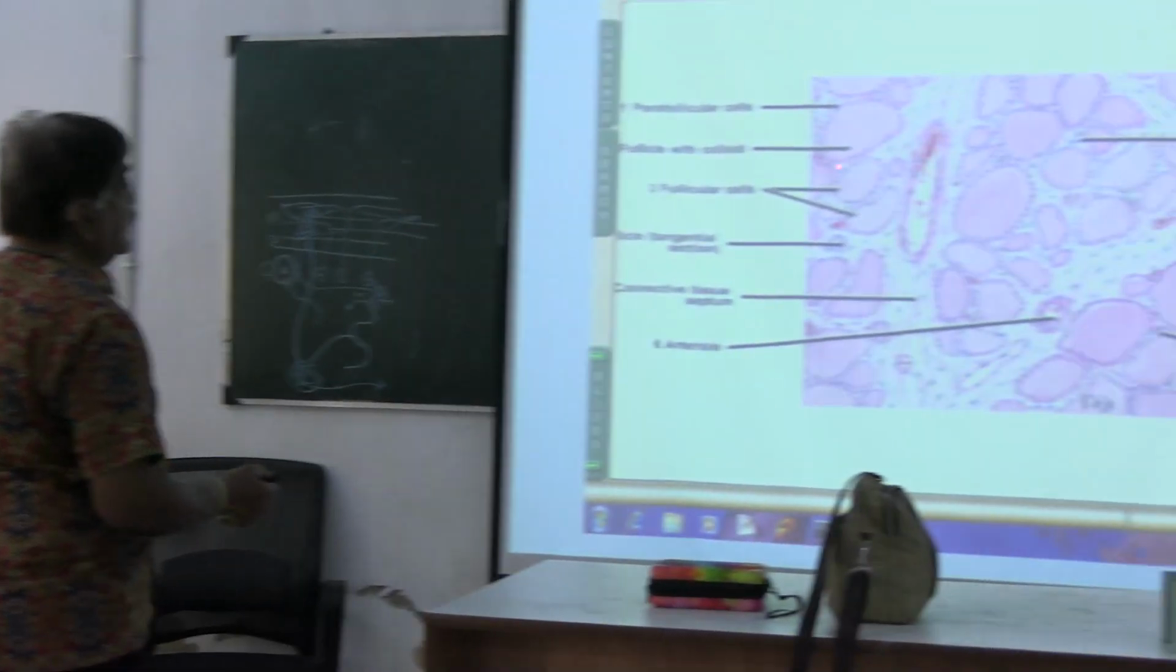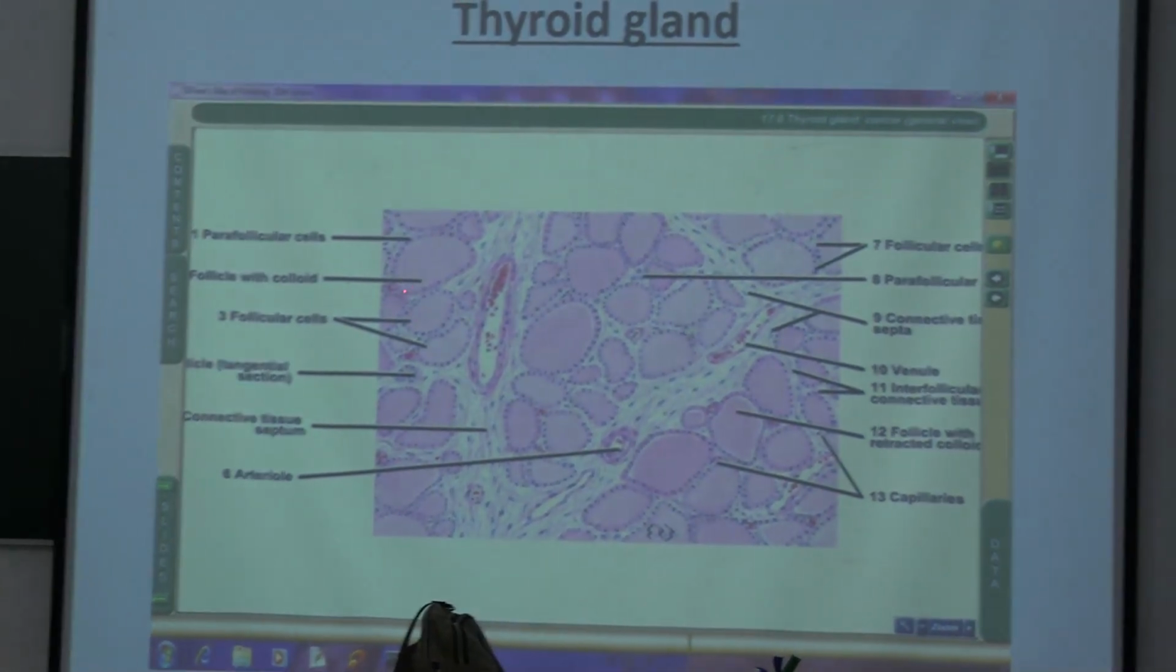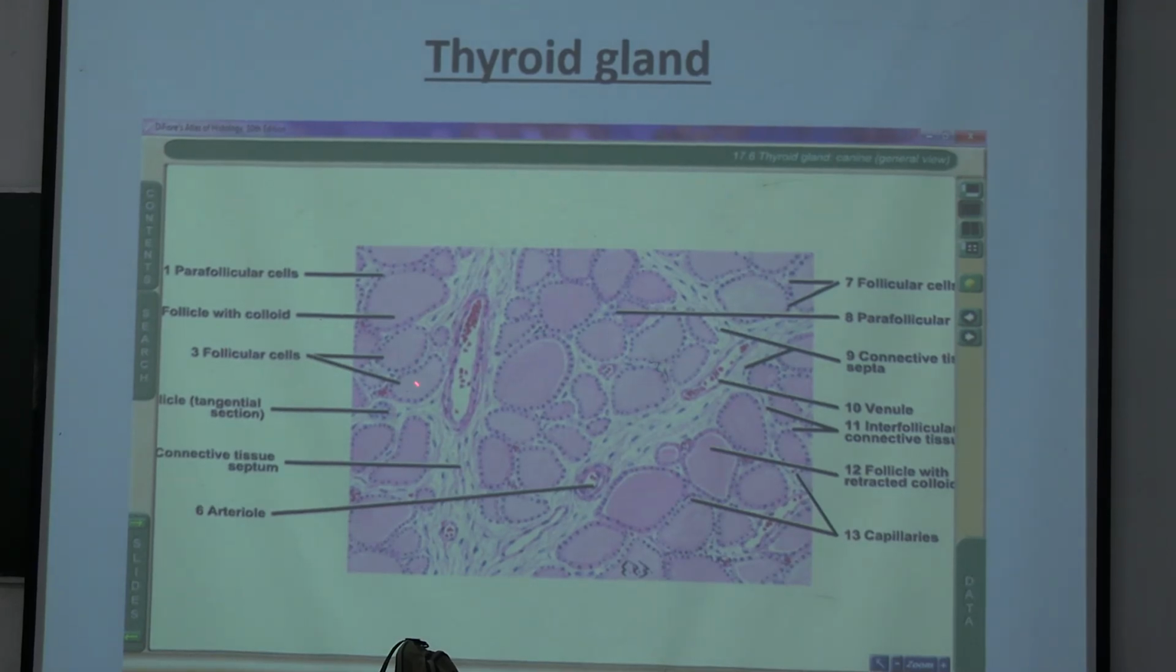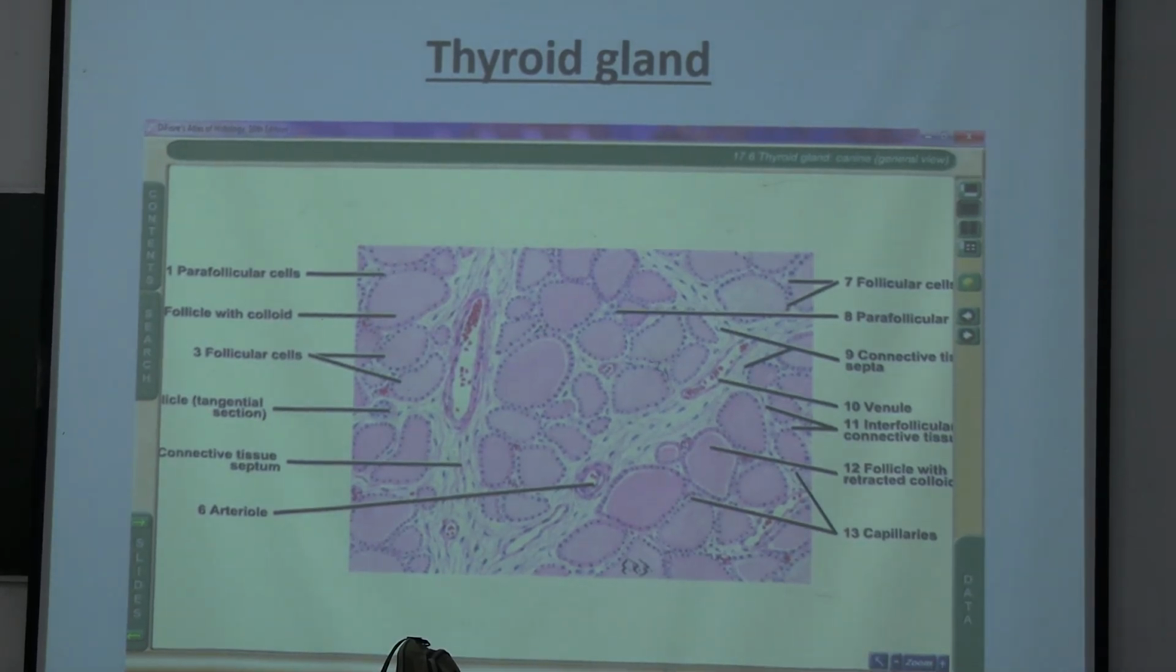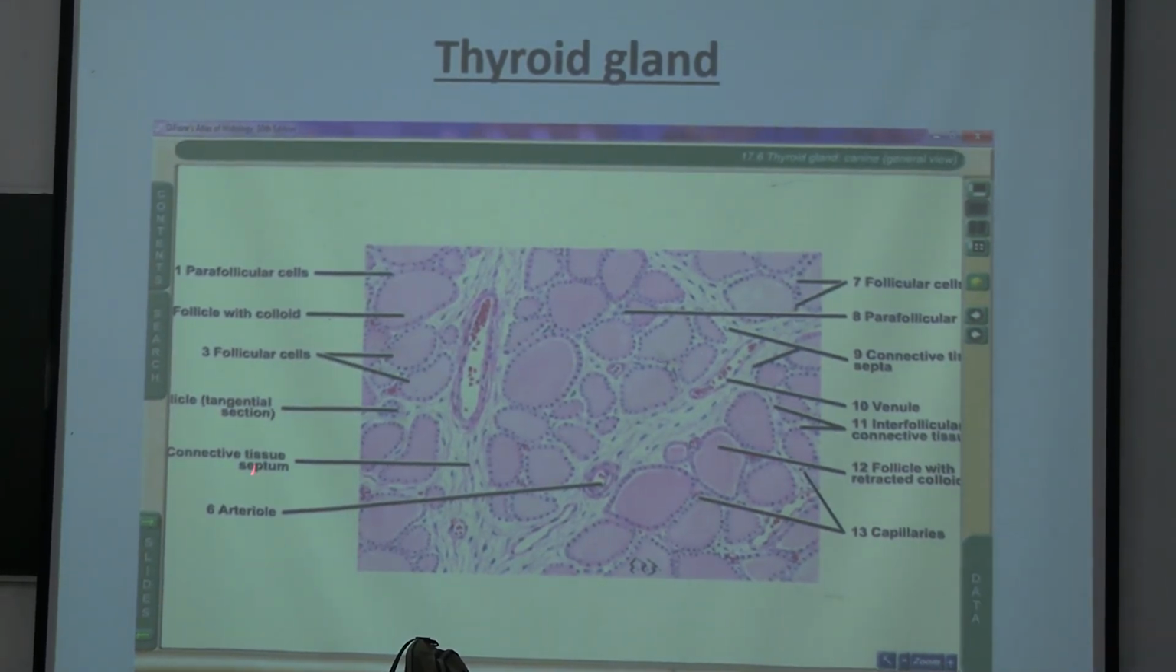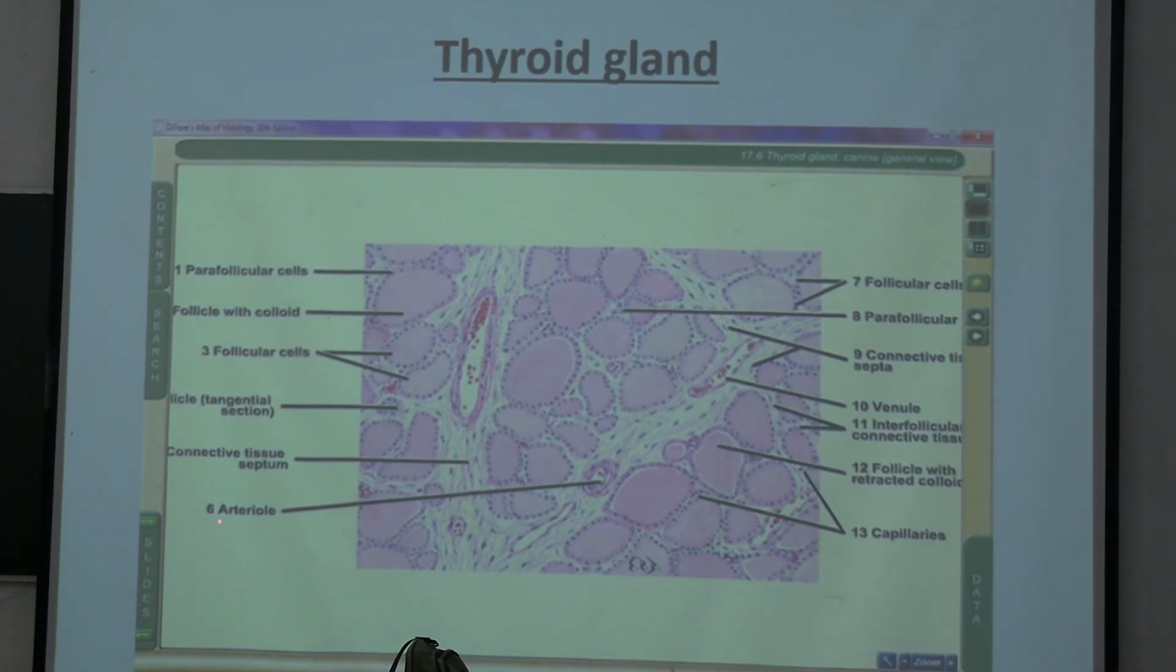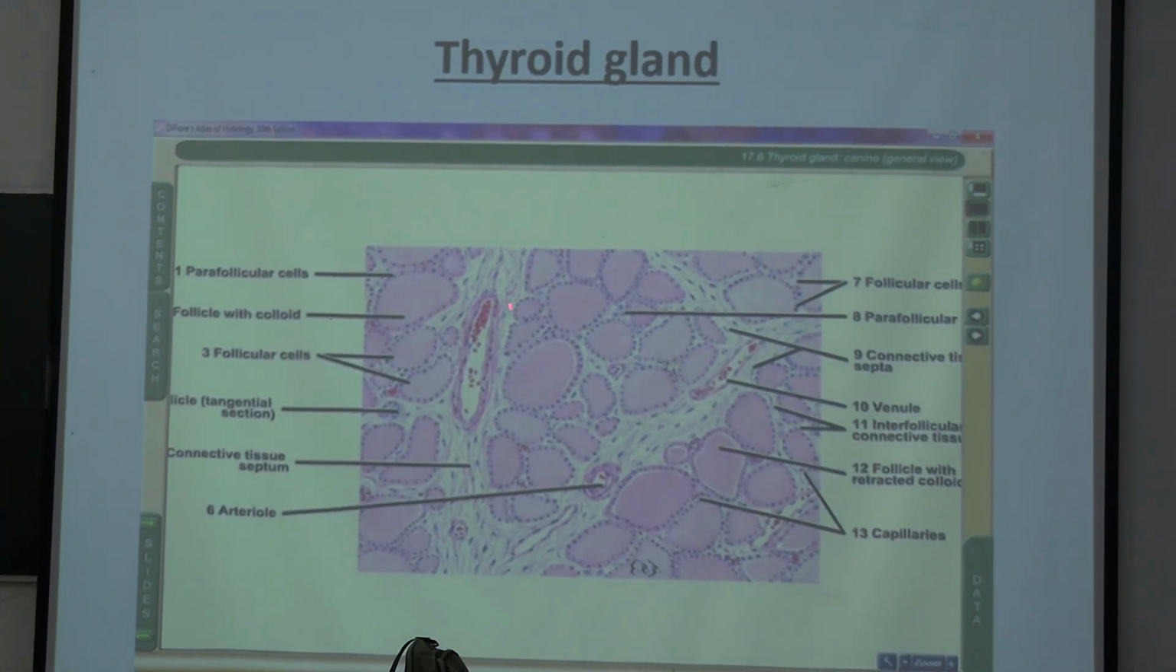The parafollicular cells here, and follicle with colloid, follicular cells, tangential, these are tangential section, connective tissue septum, arteriole, and this is the venule, this is the arteriole, and the capillaries in between, capillaries here. Follicle with retracted colloid, interfollicular, the venule is there, connective tissue septa, and parafollicular cells.